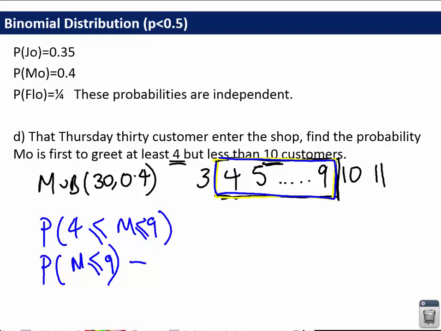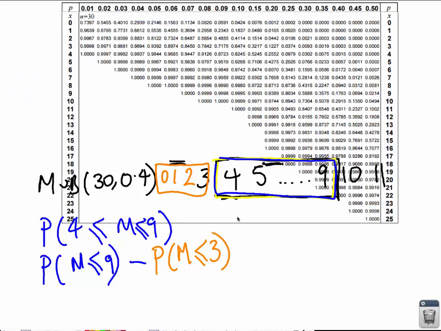The probabilities that we don't want there would be the 3, the 2, the 1, the 0. These are not included. So we're going to subtract the probability that Mo is less than or equal to 3. Now these values are cumulative and can be taken from the table again. So now, using the table, make sure you've got the right table.